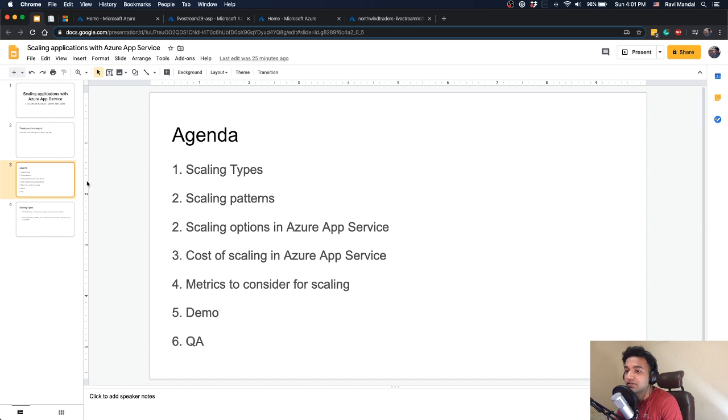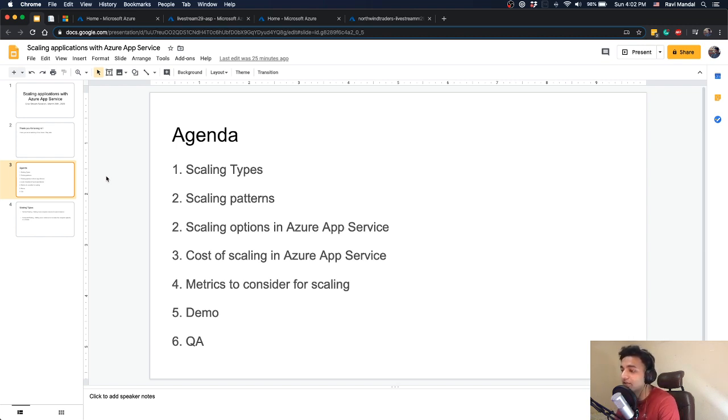In this session, we'll be talking about a few different things in Azure App Service. This is the agenda for the day: scaling types, scaling patterns, scaling options in Azure App Service, cost of scaling in Azure App Service, metrics to consider for scaling, then demo and QA. So it's all demo, by the way. There's no theory.